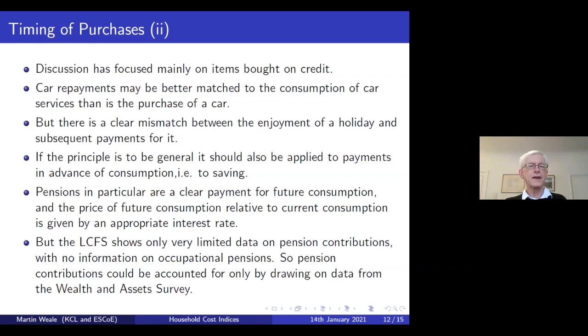One is that the Living Costs and Food Survey, the data source for consumer price indices, includes only very limited data on pension contributions, and it has no information on occupational pensions. It shows very small amounts of contributions because it considers only a particular subcategory. So there is a data issue. You would need to draw on some other survey, such as the Wealth and Assets Survey, and that, particularly with a democratic price index, would have all sorts of complications to it.